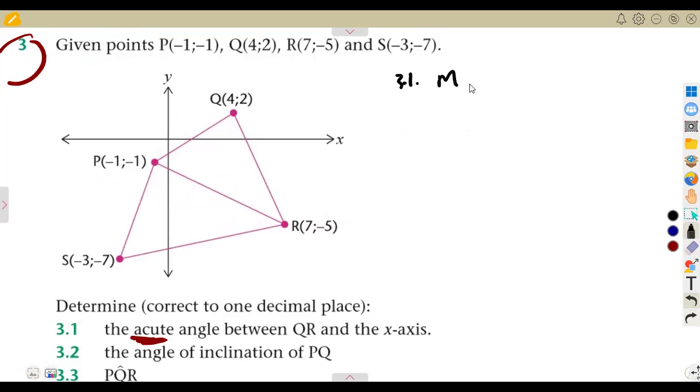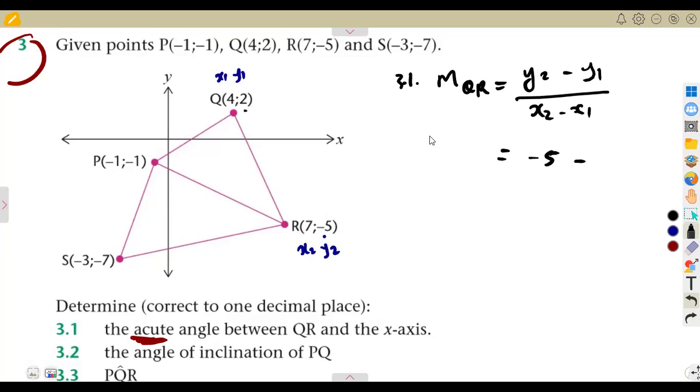Remember, we talked about how to calculate the gradient of a line from the change in y over the change in x, y2 minus y1 over x2 minus x1. So considering your points, you can just call this x1, y1, and this is x2, y2. So the y2 value at this point can be taken as -5 minus the y value, which is 2, over x2, which is the x value, which is 7, minus the x value here, which is 4. So this is going to give us the gradient. So there you can just also simplify on your calculator if you want this.